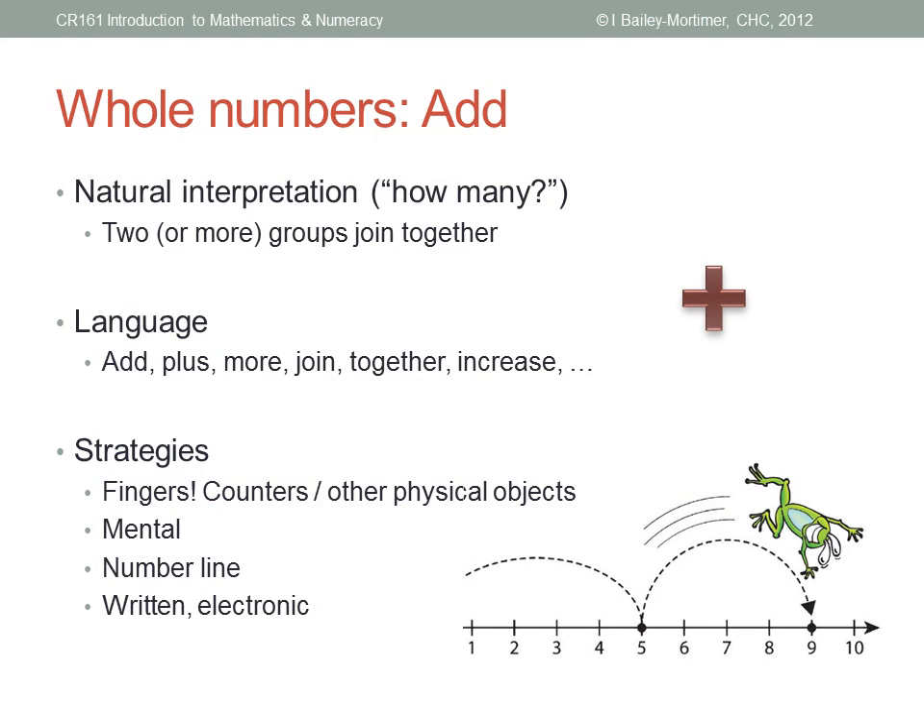Adding whole numbers has a very natural interpretation. If I have this many over here and that many over there, how many altogether? Well, just join the groups and count them up. We use words like add, plus, more, join, together, increase.